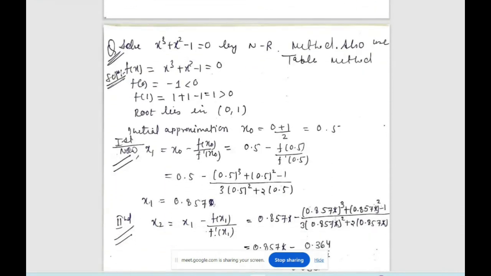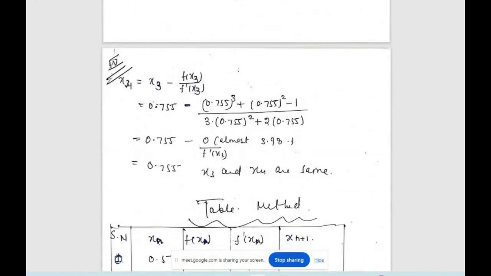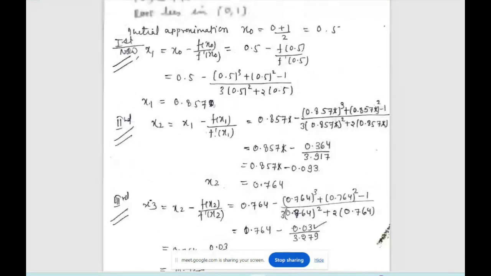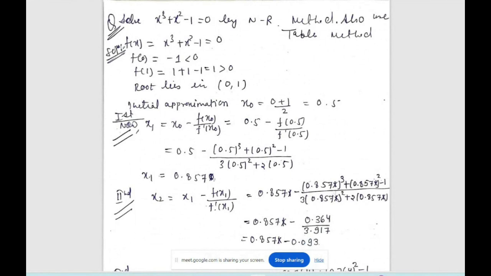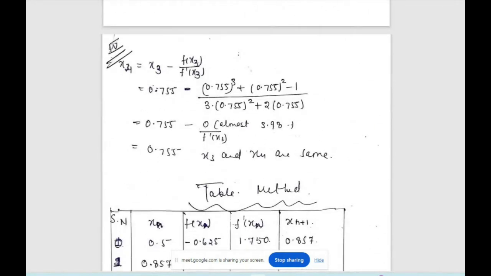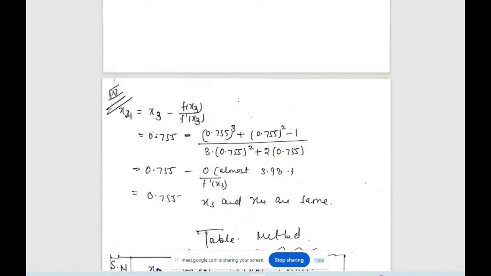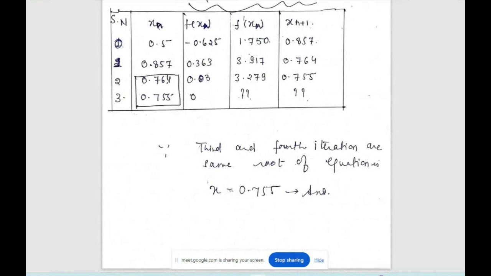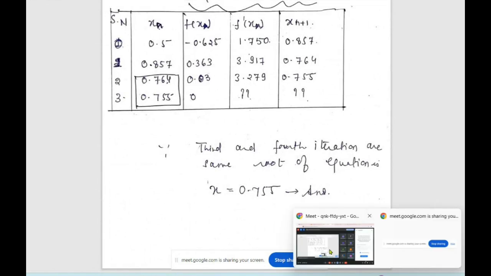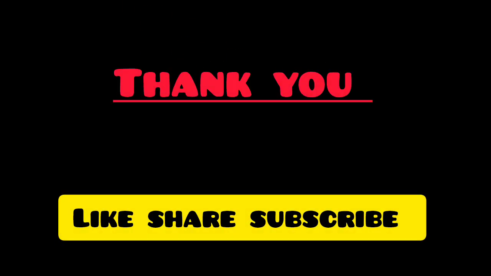Okay, this is also an example. This is the question, the same as the previous one, so I think you can solve this question yourself. This is question number 2, x cube plus x square minus 1 equals 0 by the NR method. And the next one, with the table method, is also given here. Okay, so the NR method is a very easy method by which you can find your solution very easily.